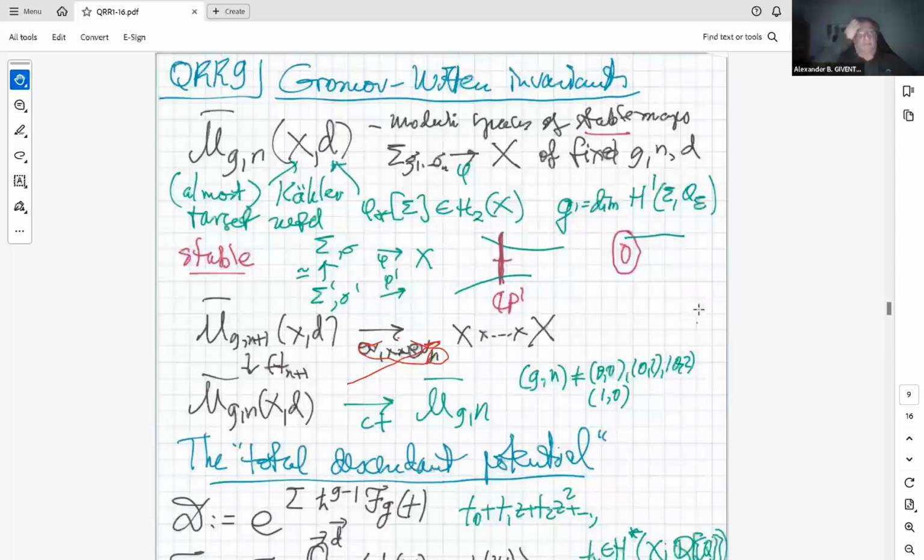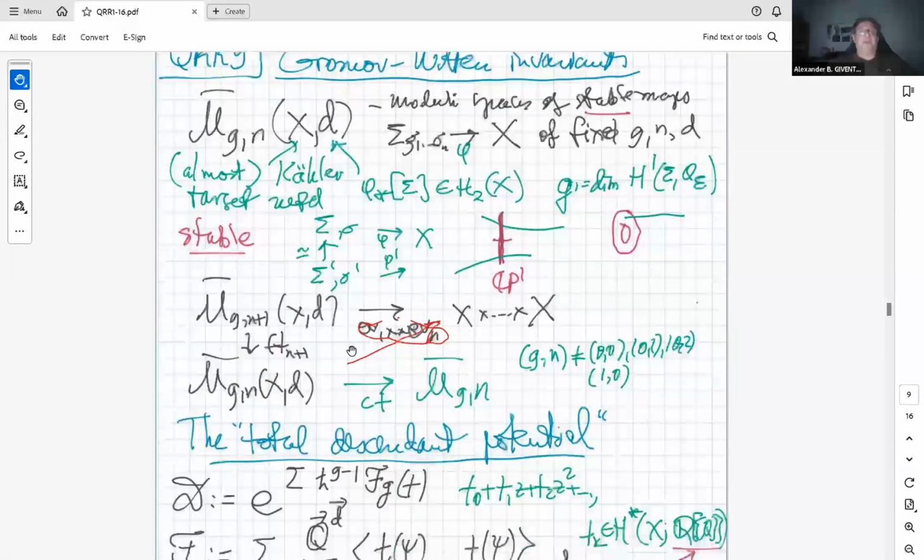So that's what it means in practice. Again, there is some rather rich picture. If there is this moduli space, then there are evaluation maps. I don't know why I wrote this arrow, so it should be this arrow. Evaluation at n mark points, mapping to X times X times X, n times.